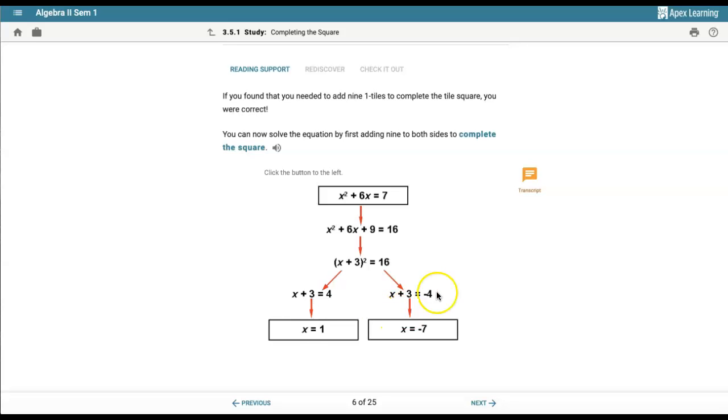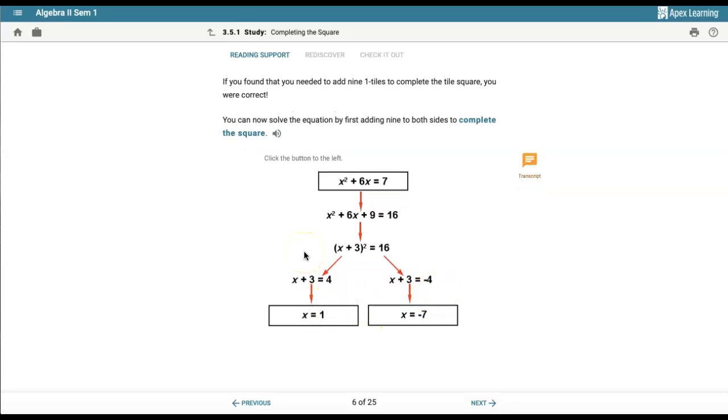Now we got rid of that square root. But this is a whole lot easier to solve. Now we have x equals 1 and x equals negative 7, right? Because we subtracted 3 from both sides of the equation. All right?